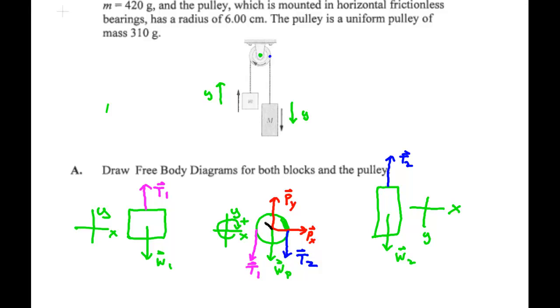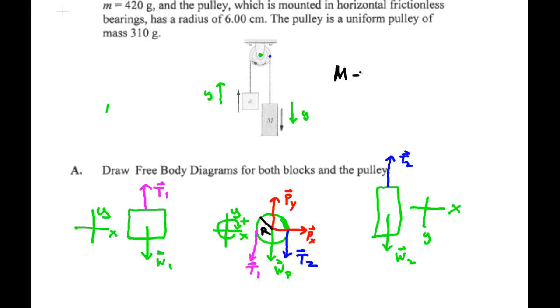So we need to mark that that is R, so that we have the moment arms for calculating the torques. That's a proper free body diagram. Now what we're going to do is read that free body diagram and apply Newton's laws to work this problem. Might want to write some things down.